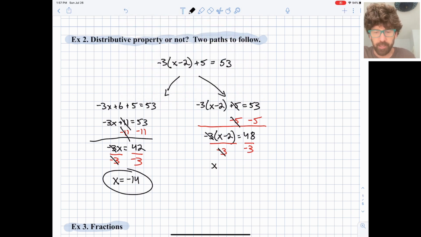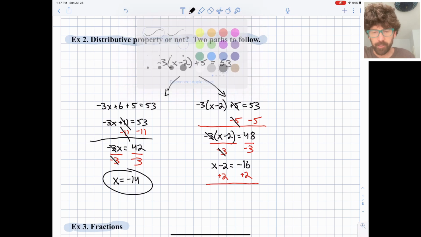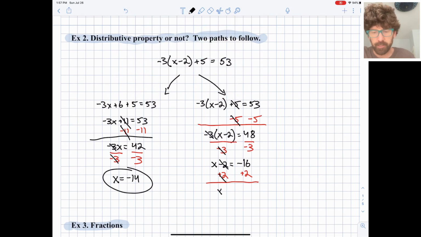We have x minus 2 equals negative 16, I think. And then adding 2 to both sides gets us x is equal to negative 14. So that makes me pretty confident that I did it correctly. I got 2 equal answers. And I think you can do a little bit of thinking about which one might have been the easier or preferred pathway for you.